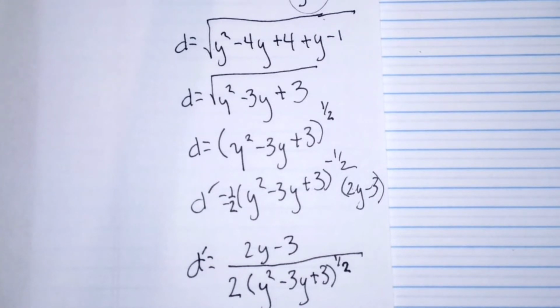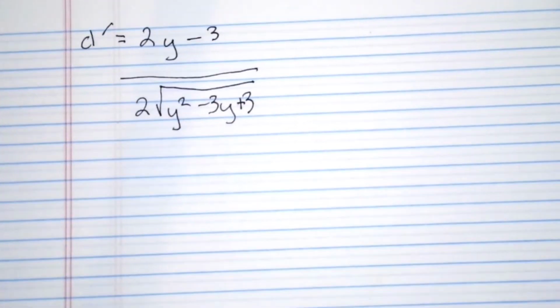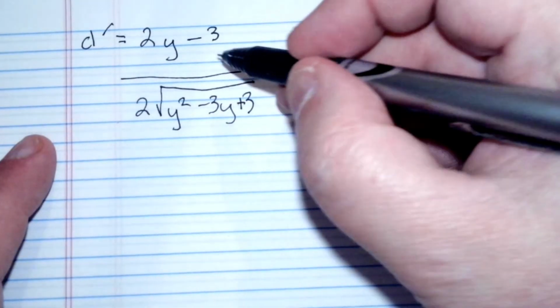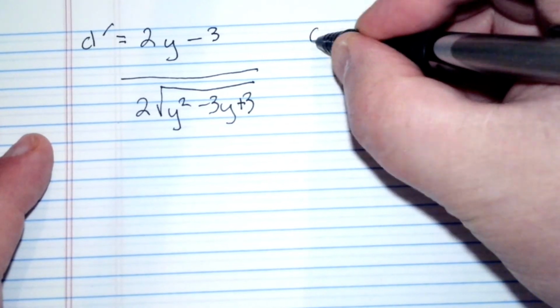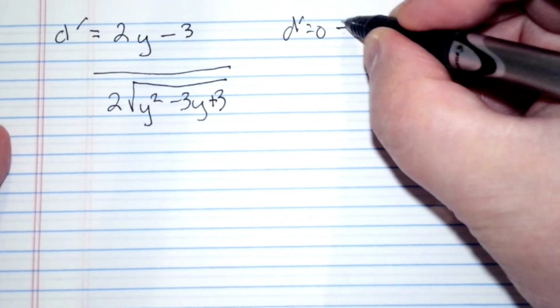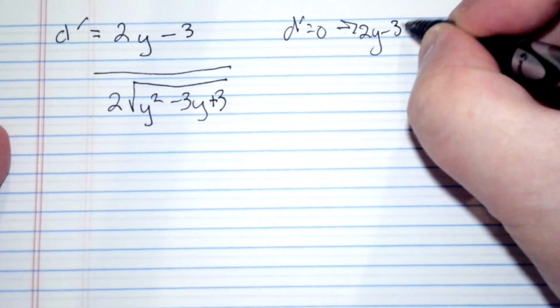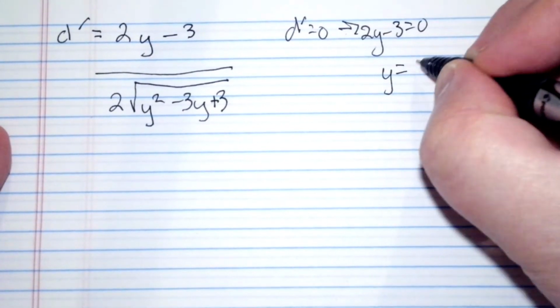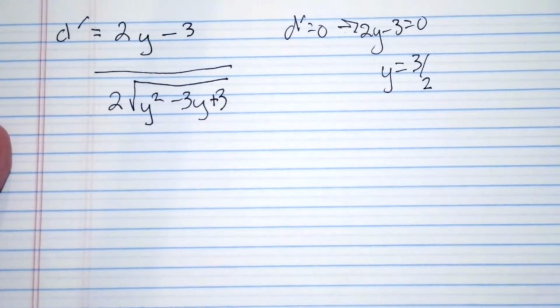Alright, so let's look for critical numbers. I've rewritten the derivative d prime as 2y minus 3 over 2 times the square root of the quantity y squared minus 3y plus 3. For critical numbers, we're looking for places where the derivative is either 0 or undefined. Well, where is it 0? It's 0 when the numerator is 0. That's going to give us 3/2.